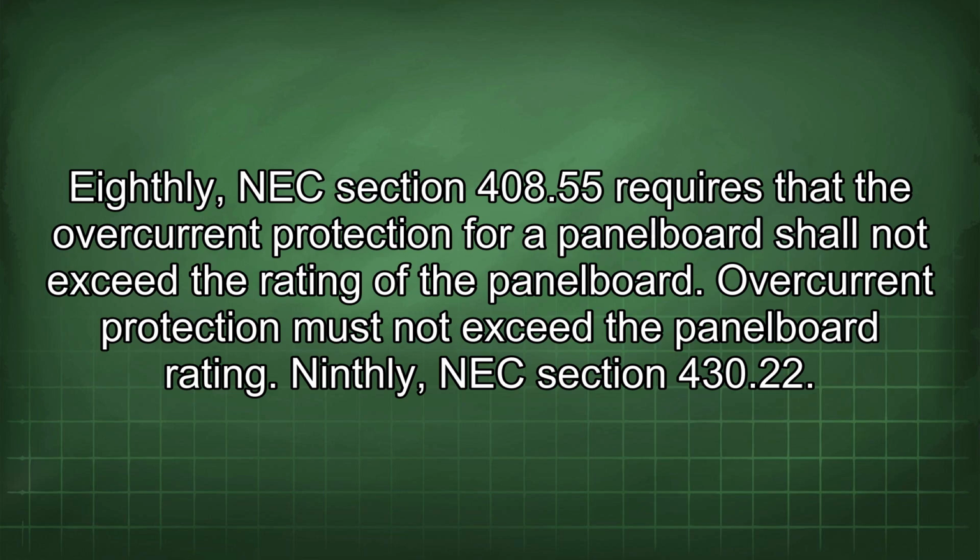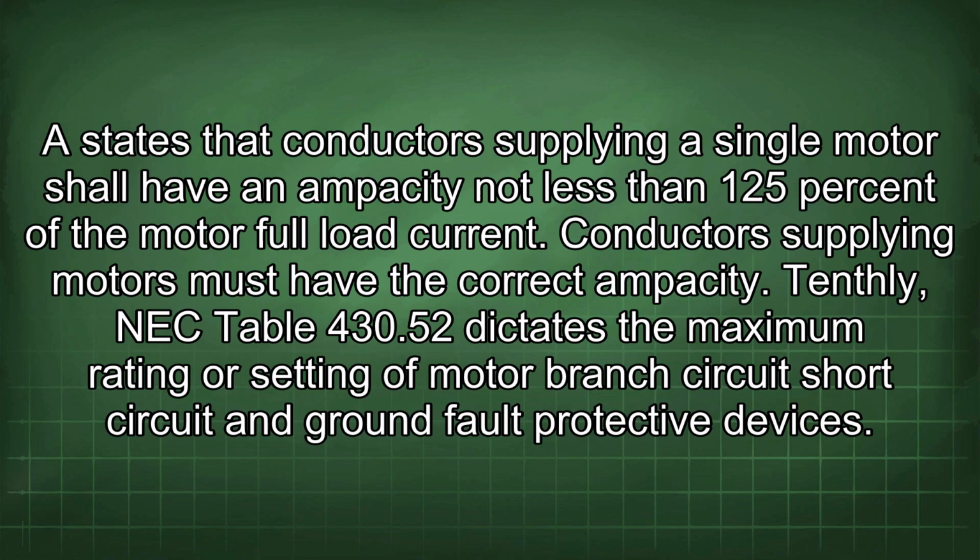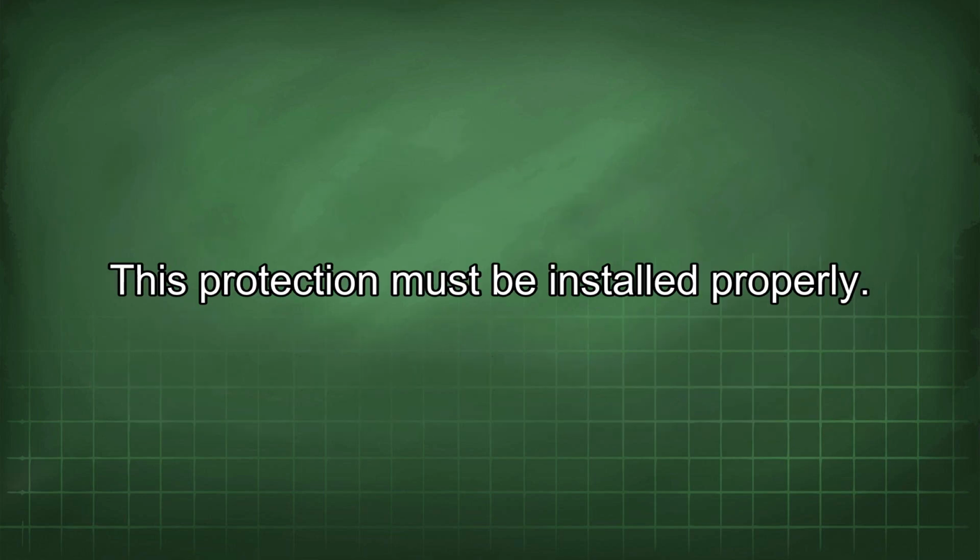Ninthly, NEC Section 430.22 states that conductors supplying a single motor shall have an ampacity not less than 125% of the motor full load current. Conductors supplying motors must have the correct ampacity. Tenthly, NEC Table 430.52 dictates the maximum rating of motor branch circuit short circuit and ground fault protective devices. This protection must be installed properly.